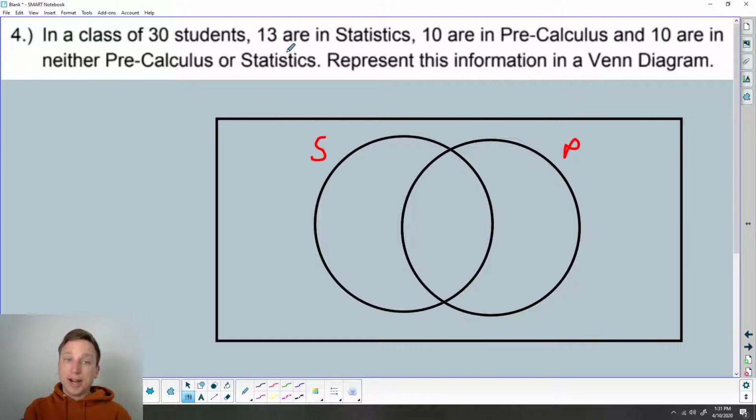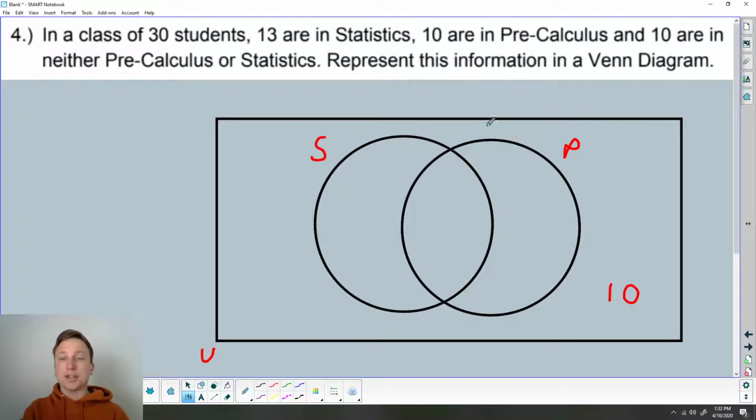If we just right away add these up, it totals to be more than 30. So we can't just say 13, 10, and 10, because we're double counting, or we're not paying attention to that overlap. So again, work backwards here. If 10 are in neither pre-calculus nor statistics, 10 are outside of those 2 sets. So they're sitting in our universal set, but not in either of the 2 regions.